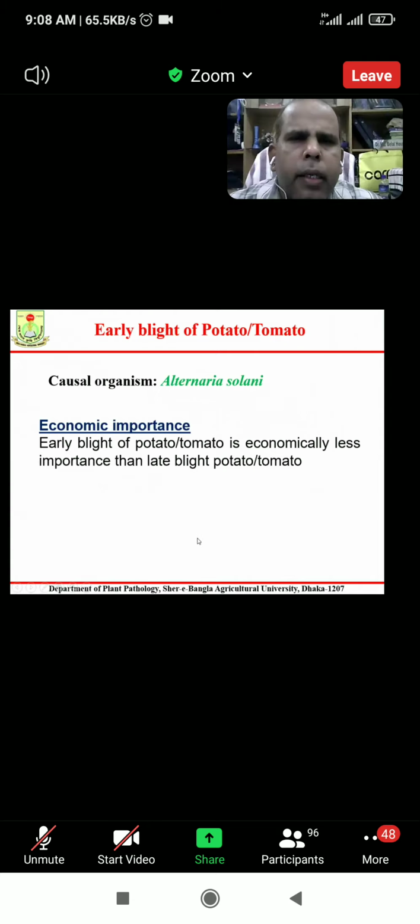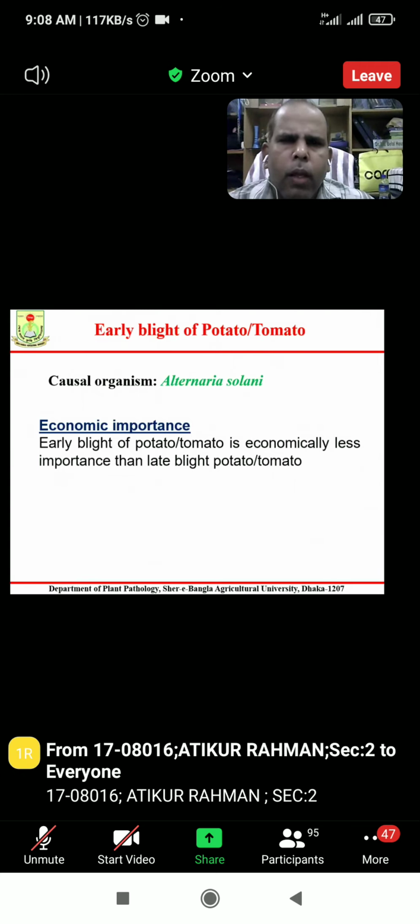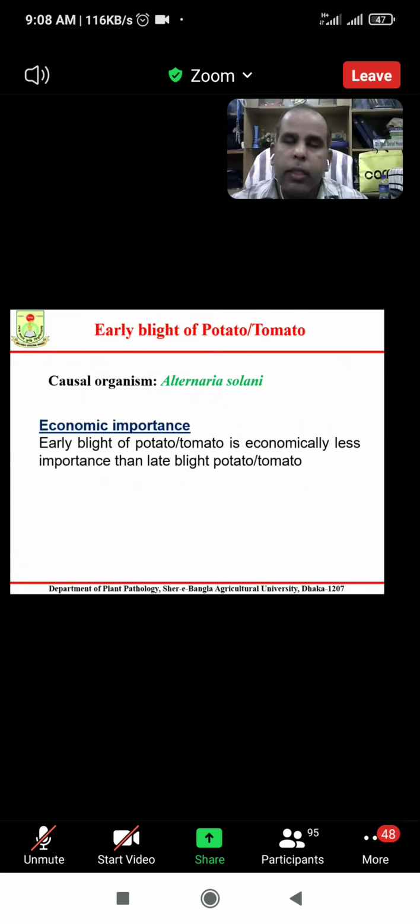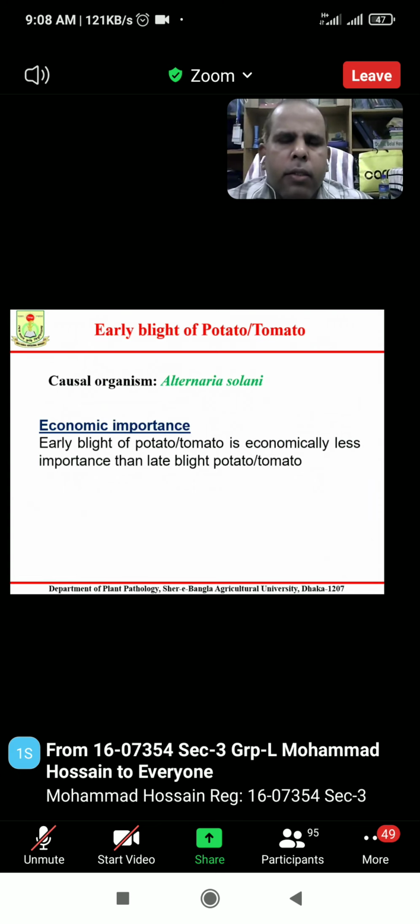The early blight of potato and tomato is caused by the organism Alternaria solani. Alternaria is a very common genus of fungus that causes disease in several crops as well. It causes disease in potato and tomato, grey leaf spot in mustard, and it can also cause disease in the cole crops, as we discussed in our first class in the list of vegetable diseases.